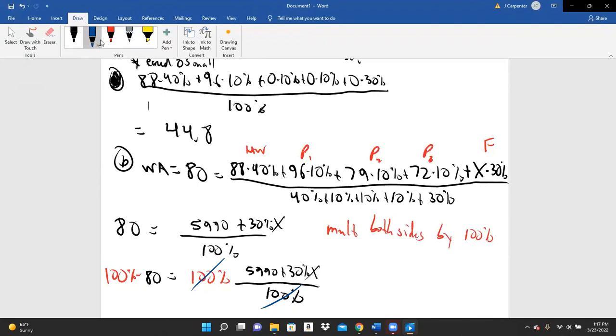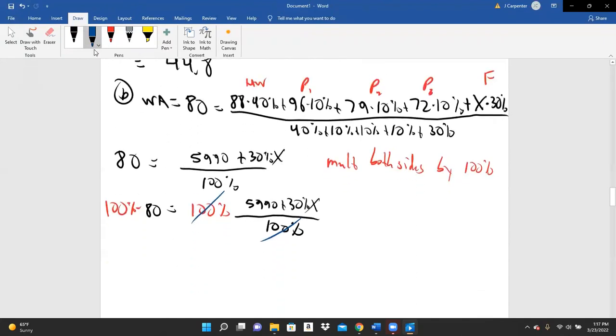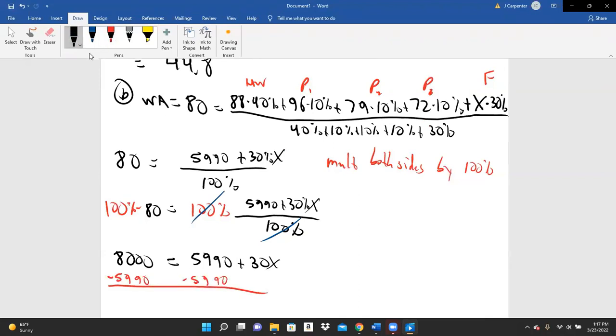So 100 times 80 is 8,000. And then that percent symbol is still there, but we can just kind of drop it. Everything's going to go away in the end. 59.90 plus the 30x. We're going to subtract the 59.90 on both sides. Doing our basic algebra, which is going to give us 2010.